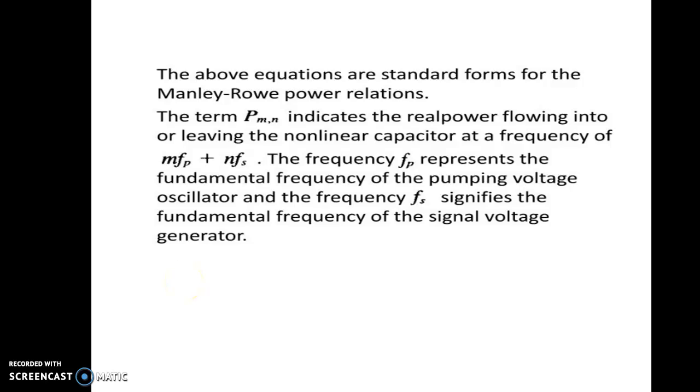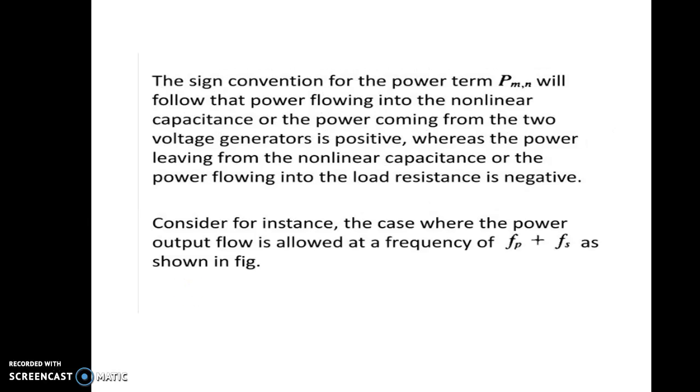The above equations are standard forms for the Manley Rowe power relations. The term P of mn indicates the real power flowing into or leaving the non-linear capacitance at a frequency of m f of p plus n f of s. The frequency f of p represents the fundamental frequency of the pumping voltage oscillator, and the frequency f of s signifies the fundamental frequency of the signal voltage generator of the input. The sign convention for the power term P of mn is that the power flowing into the non-linear capacitance, or the power coming from the two voltage generators, is positive, whereas the power leaving the non-linear capacitance, or the power flowing into the load resistance, is negative.